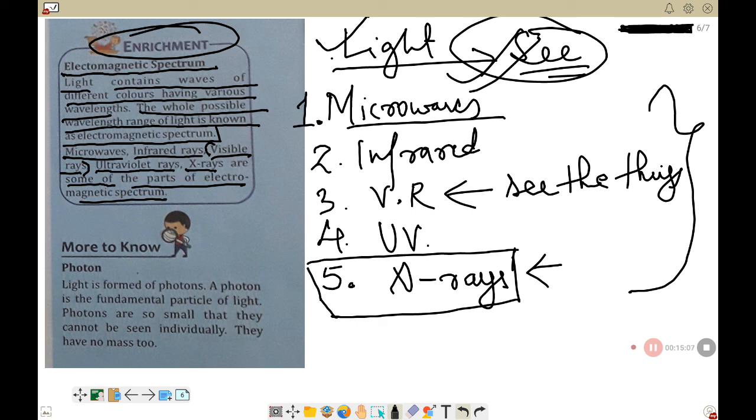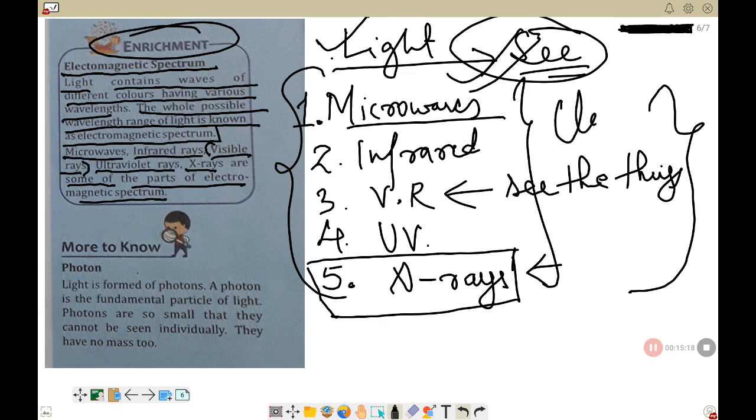Apart from this you have other waves also, other spectrum also, and about them you'll be studying in higher classes, especially in class 10. So when you reach class 10, you'll be learning about these other parts of the electromagnetic spectrum. Now comes another topic called photon.